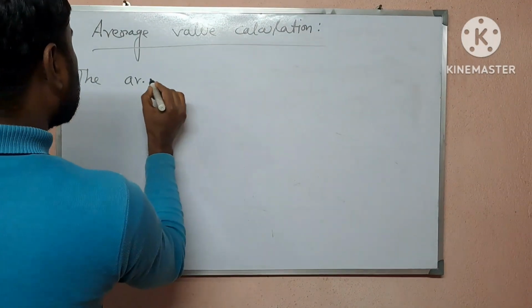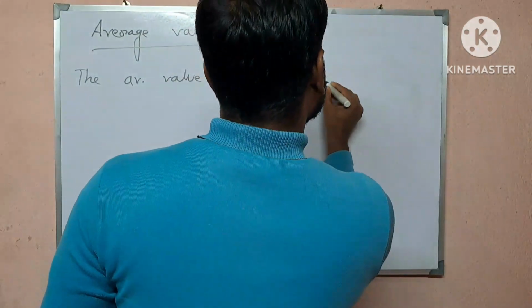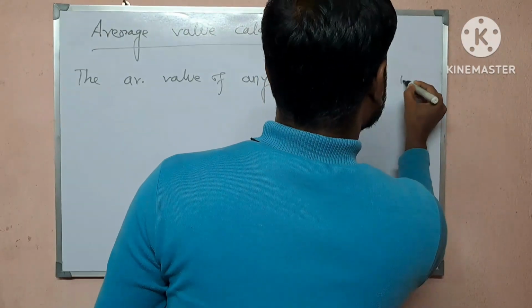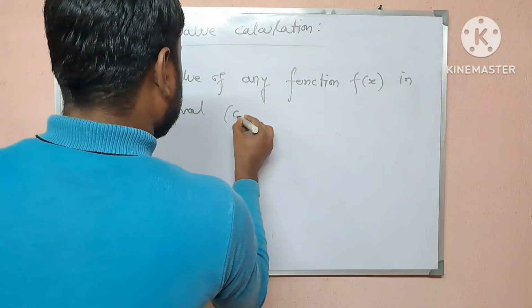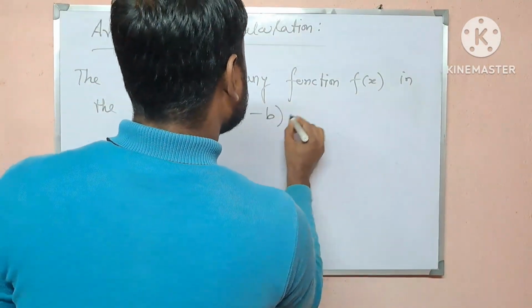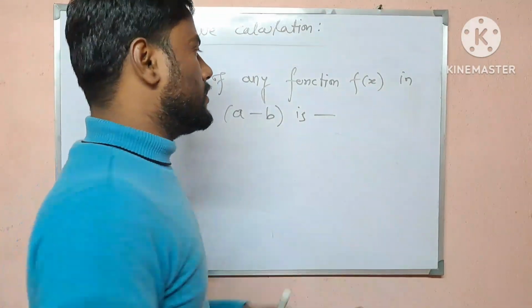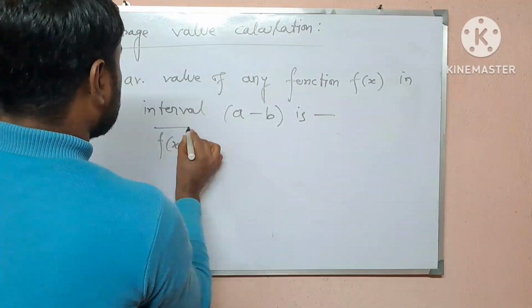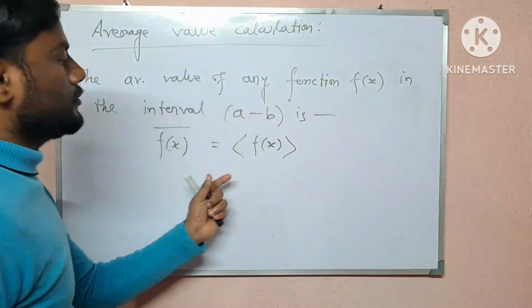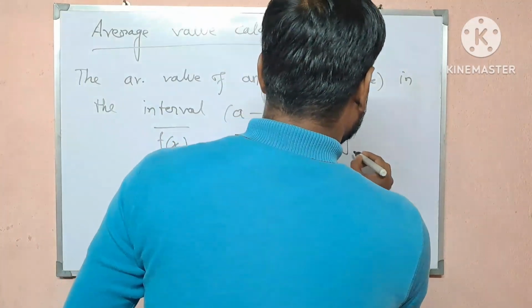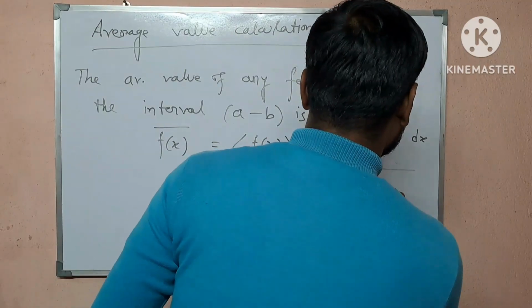So the rule is: the average value of any function f of x in the interval a to b. We can represent the average by using this notation. We can give a bar symbol, or we can write f of x in this way. These also represent the average value. So the formula is integral a to b f of x dx divided by integral a to b dx.